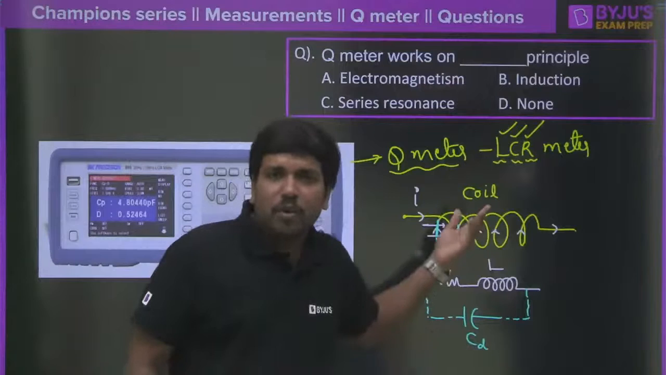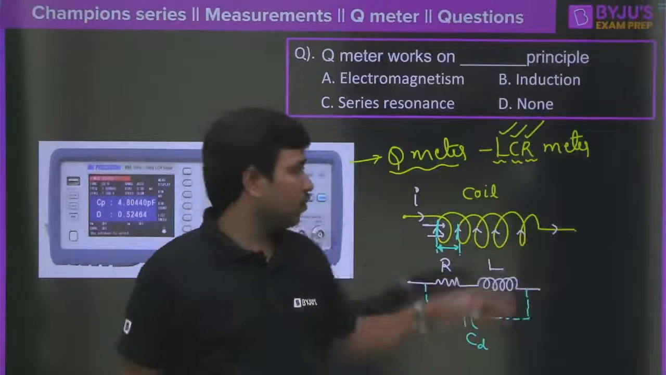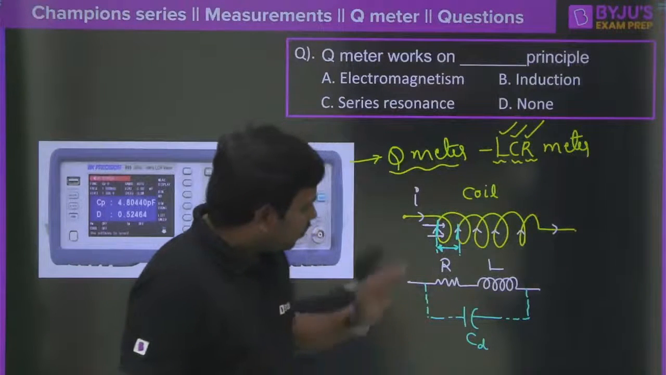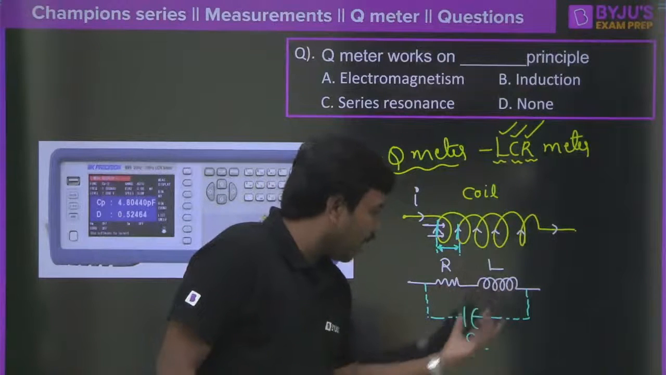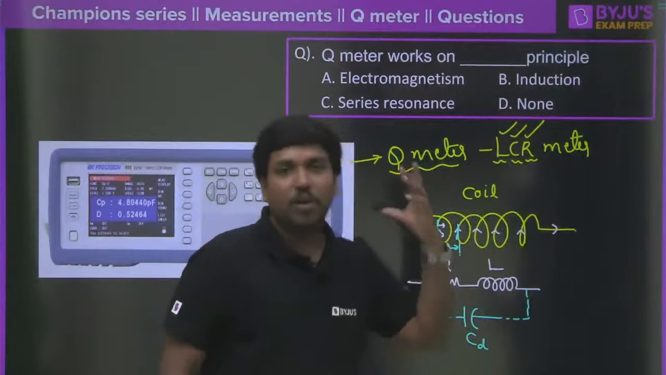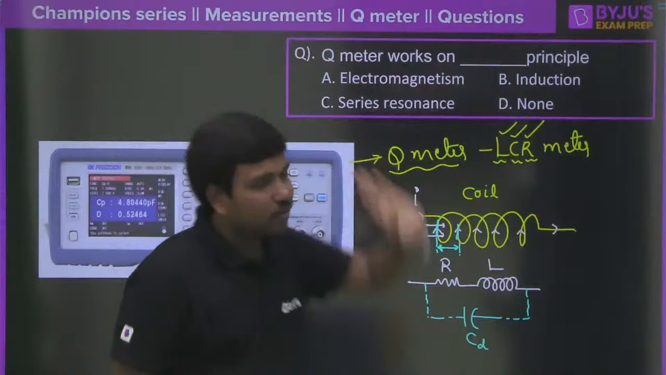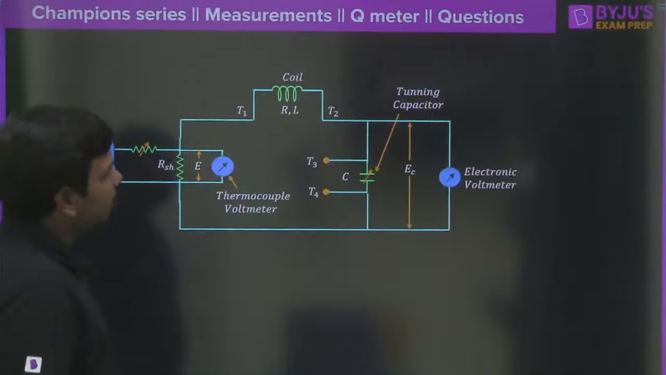So sometimes we call this the distributed capacitance, and sometimes even the normal capacitance we can find by using the Q meter. So today we will see all our questions in the orientation of measurement of R, L and distributed capacitance of the coil. But anyway, this is not our question. What is our question? Q meter works on which principle, correct? So let me show you how exactly the Q meter looks.